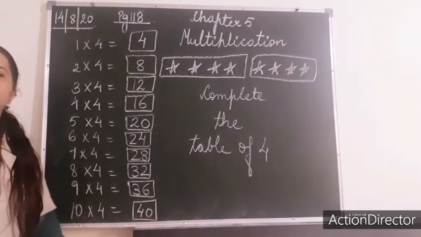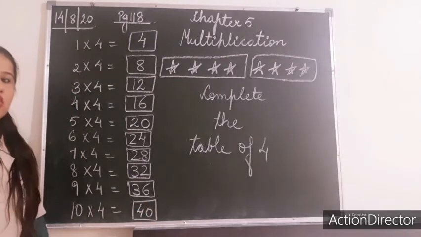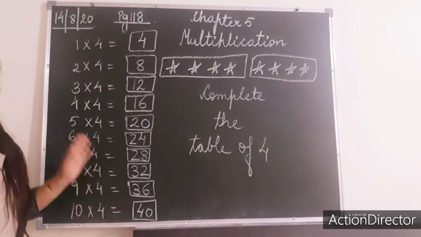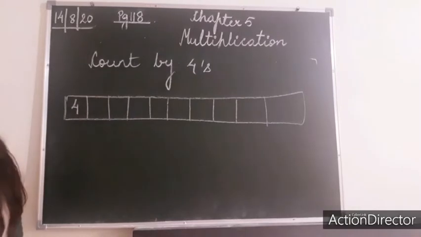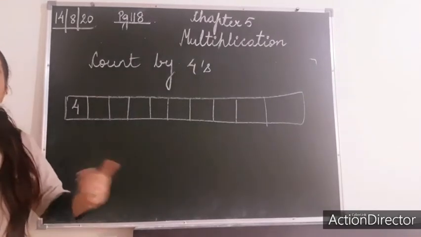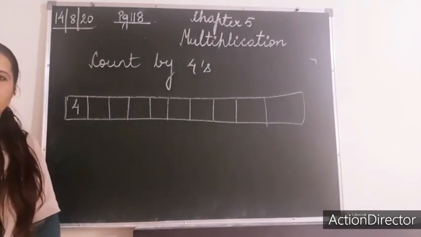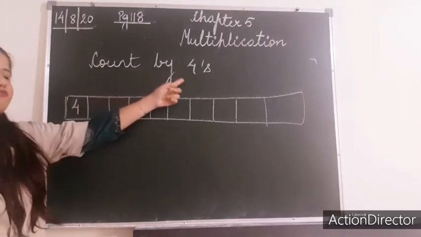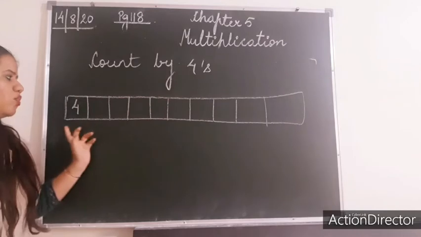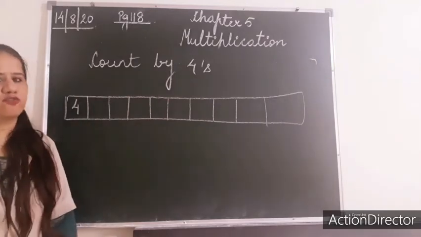So here we have completed the table of 4. You have to learn it. Okay, it's very very important. Okay, now let's proceed to the next question. Okay, after table of 4, we are doing this question, that is count by 4s. Same, we have to write the table of 4.